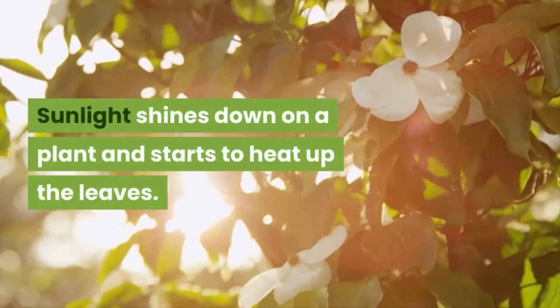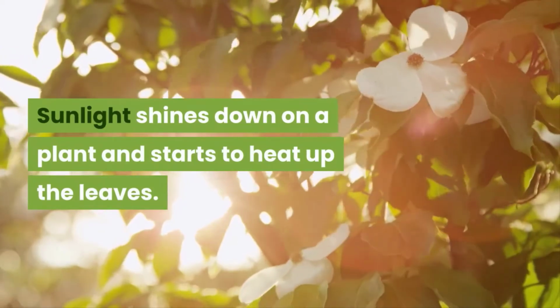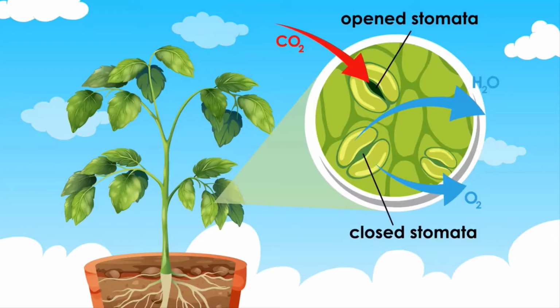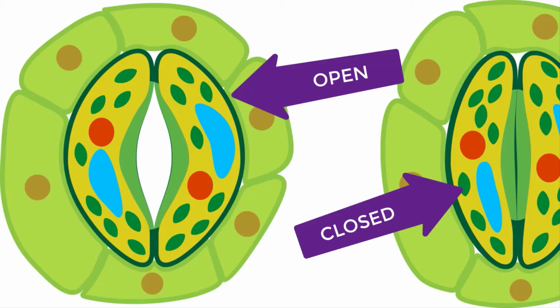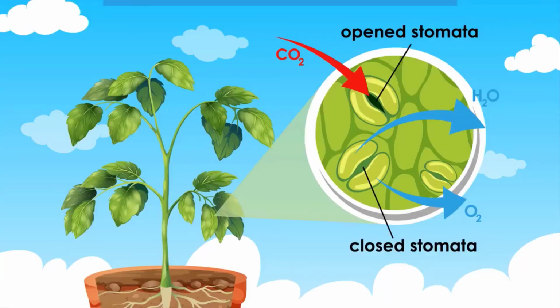Sunlight shines down on a plant and starts to heat up the leaves. On the leaf you find small cells called stomata cells. These cells help the plant to regulate its temperature. As the leaf heats up, the stomata cells open up and start to release water in a process called transpiration. As water evaporates from the leaf, it cools the leaf down. This process is called evapotranspiration.